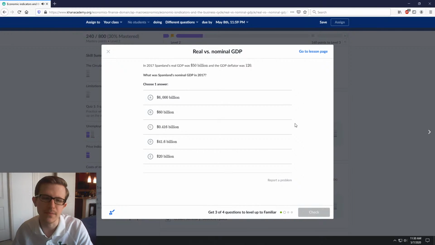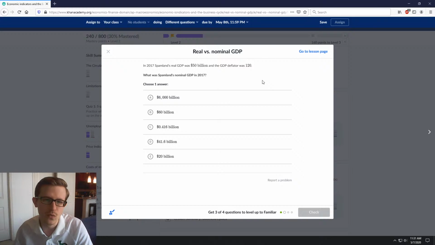So 2017, Spamland's real GDP was 50 billion, and the GDP deflator was 120. So GDP deflator, it's very likely not going to be included. It's almost never going to be included on the real test. So what was Spamland's GDP in 2017?